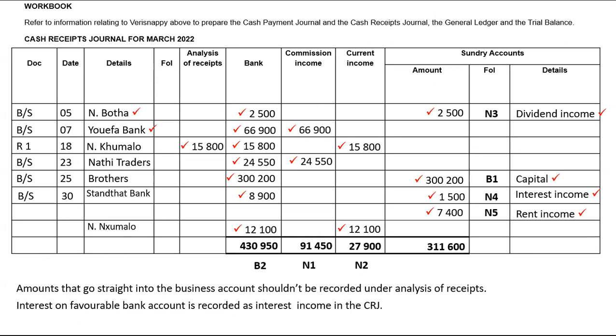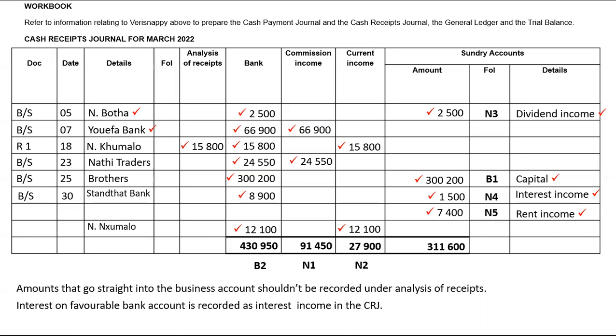And we have N1, which means the total of your commission must go to nominal accounts 1, which is N1, and that is your commission income. Nominal accounts 2 will be current income. That's why we have N2 there. Nominal accounts 3, which is dividend income, will be N3, and nominal accounts 4, which is interest income, will be N4. Nominal accounts 5, which is N5, will be rent income.